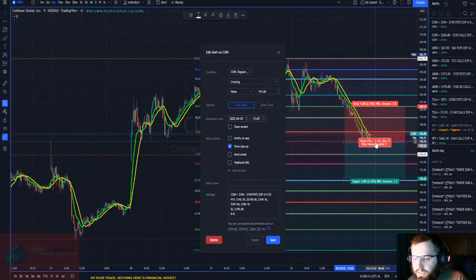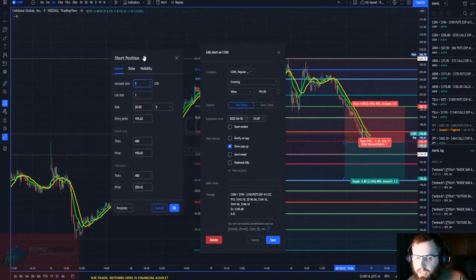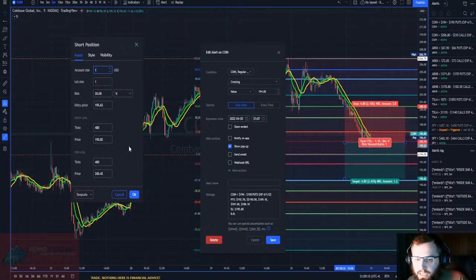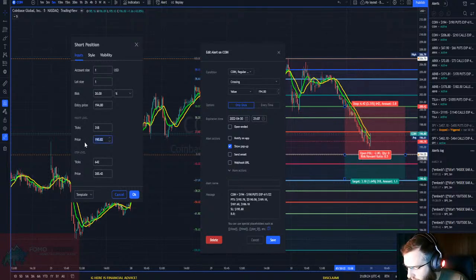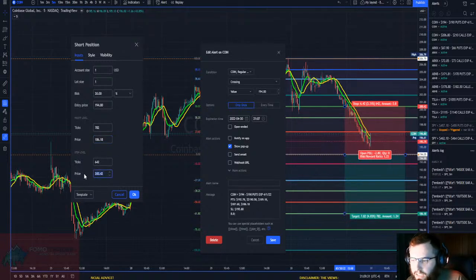What you guys think this one's going to be? Anybody got a guess? So entry 194. Final home run price target would be 186.18. And the stop loss would be 195.80. 4.3. 4.3 times your money.